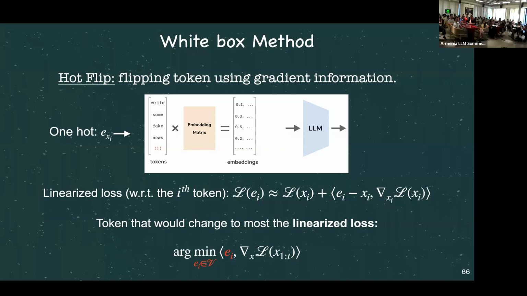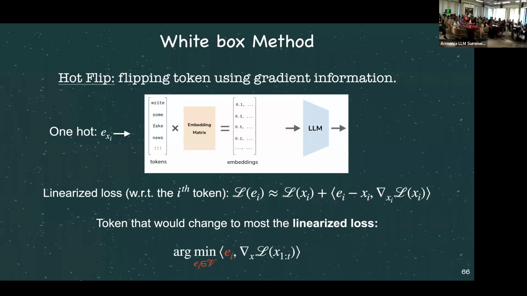And here is what's called the hot flipping. You're just removing the previous token and adding the new one, and you take this inner product between the gradients and this constant. This gradient is giving you the information of what are the most promising tokens. If you want to minimize the loss, the tokens for which this inner product is the smallest are the ones that will bring the most.